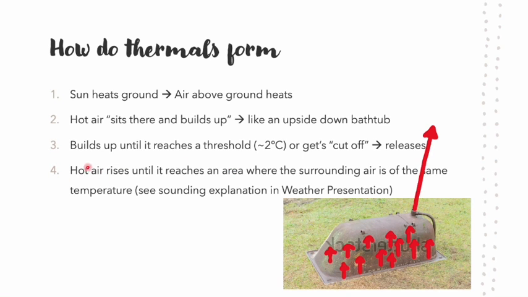Now this hot air, when it goes up, it rises until it reaches an area where the surrounding air is of the same temperature. So we'll get back to that in a sec, but when you go up in altitude, the temperature drops, but it doesn't. The surrounding air might have different layers of different air temperature, and that thermal will go up until it reaches a point where that air temperature is the same as where the thermal is, and then there's no more energy for it to go up further.